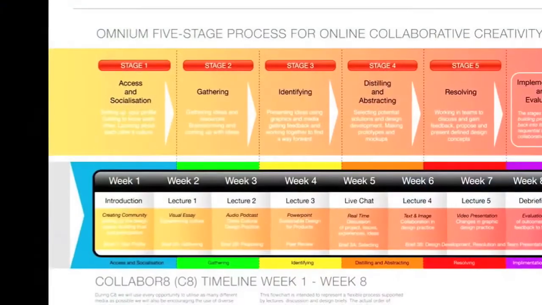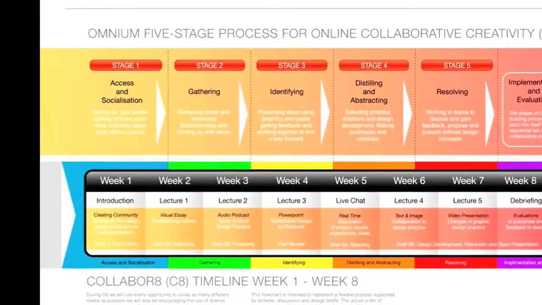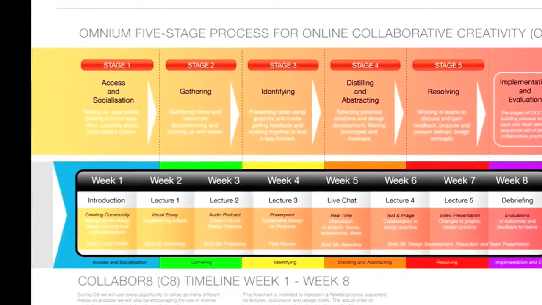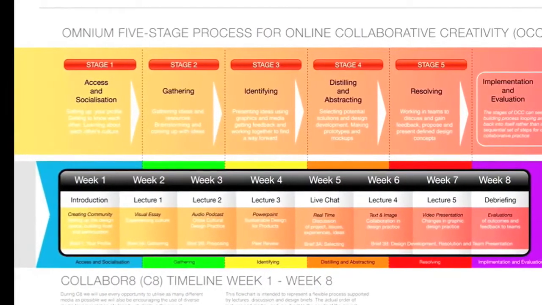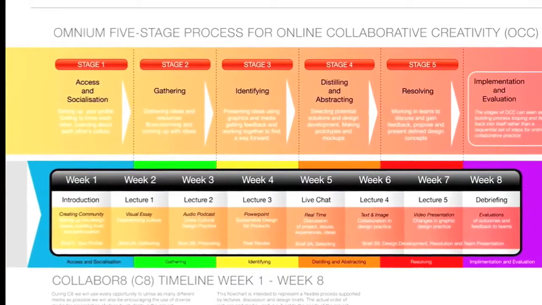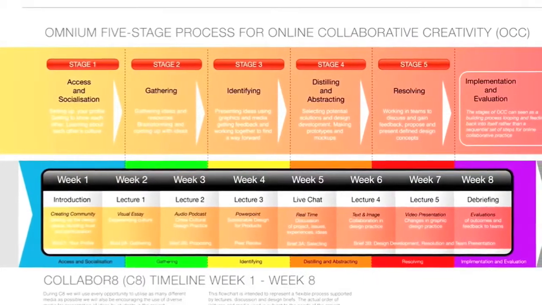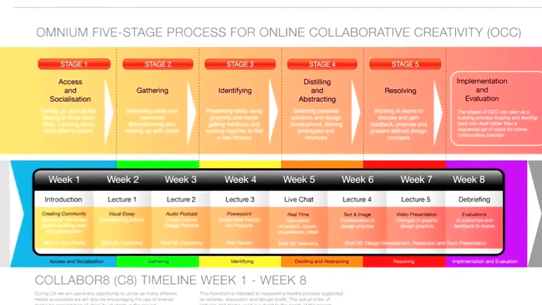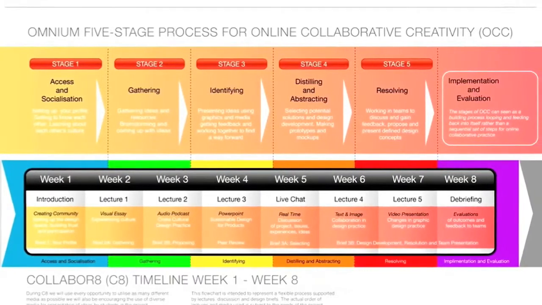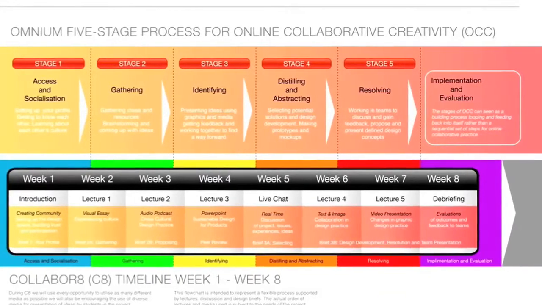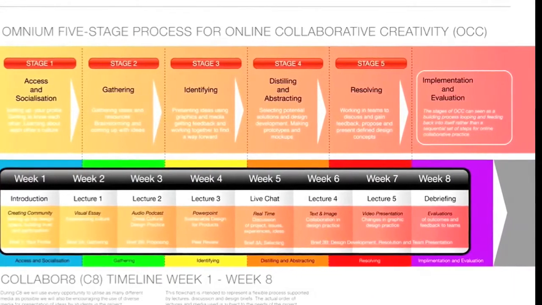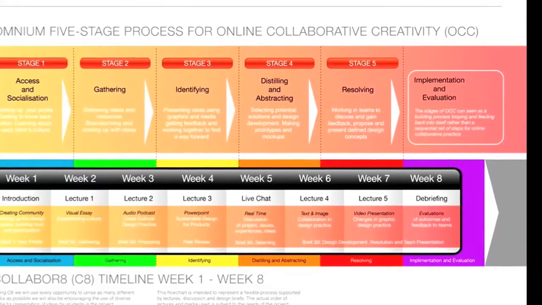The structure of this particular project was set up like this over the 8 weeks, and it was divided into 5 stages. And this is a model that was developed by a guy at COFA called Rick Bennett, and he calls this his Online Creative Collaboration Model, OCC. Students were placed in teams and asked to respond to a series of small design briefs which led them to a resolved solution.